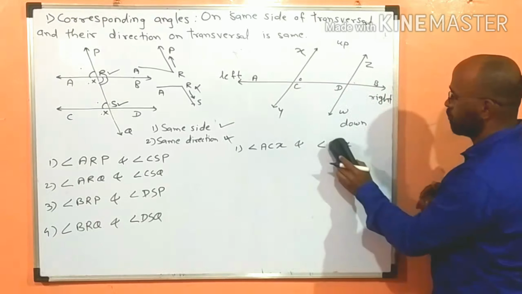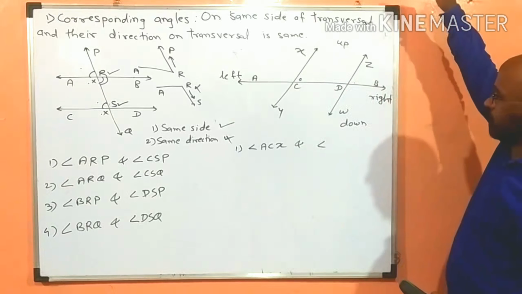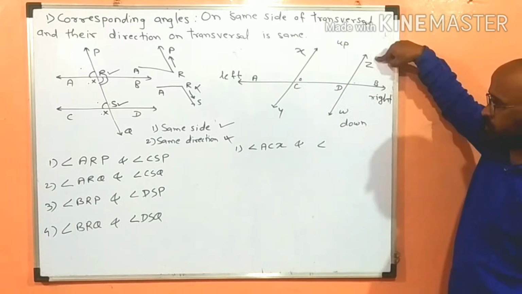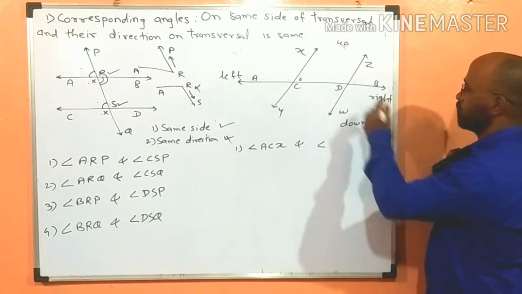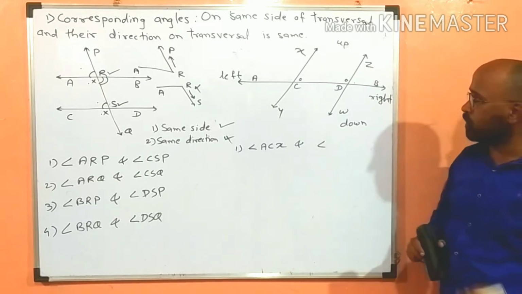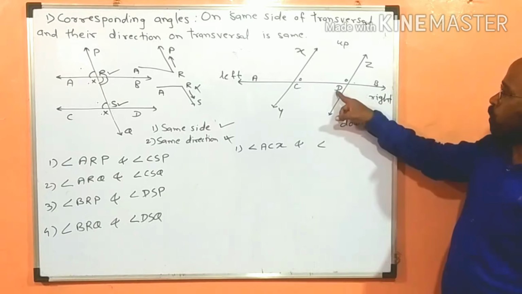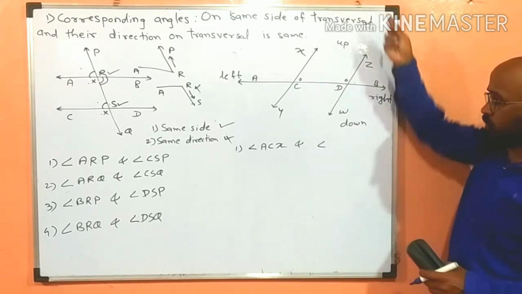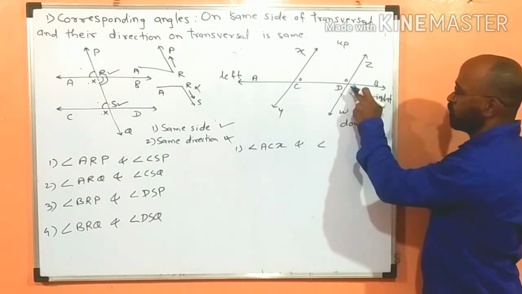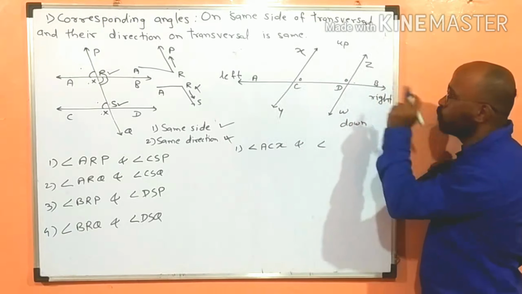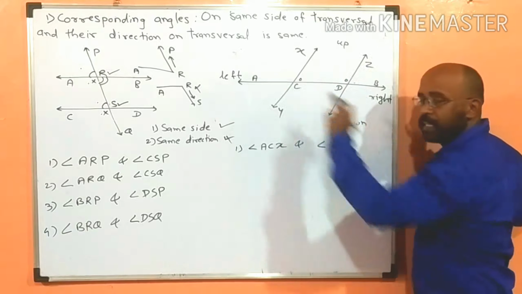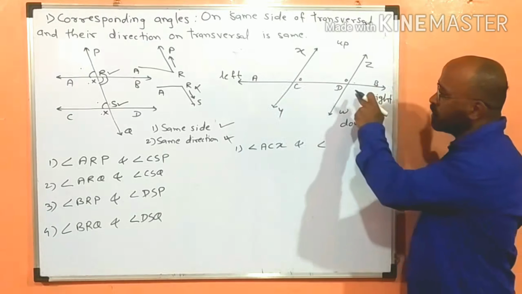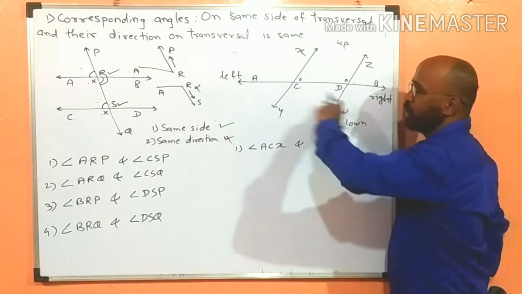Next is this angle, angle ADZ, meaning this angle. Clear, students? Now it's on the upper side of the transversal. We have chosen it. Let's see its direction on the transversal. ADZ has two arms, one is DZ, one is DA. Which arm is part of the transversal? DA is part of the transversal. What is the direction of DA? The direction of DA is towards left.